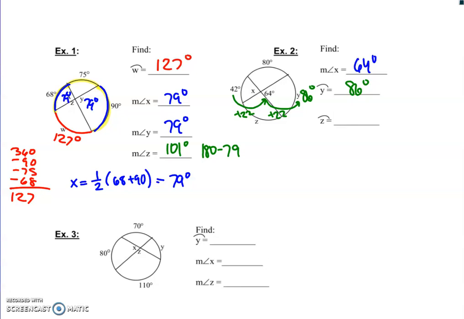And then finally, to get the last arc, you know that one's 42, you know that one's 80, you know that one's 86. All that's left for me to do is find z. And I can find that by taking 360 minus 42 minus 80 minus 86. And that equals 152.